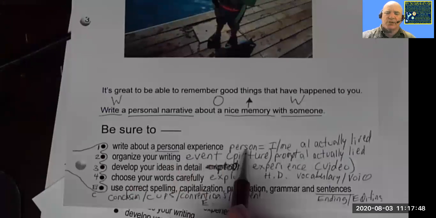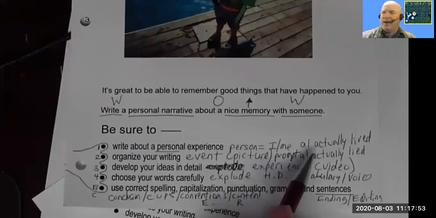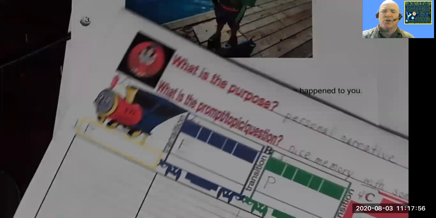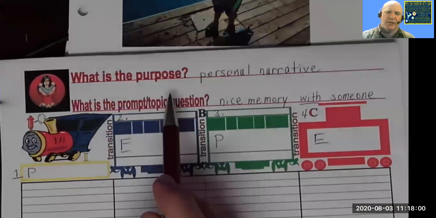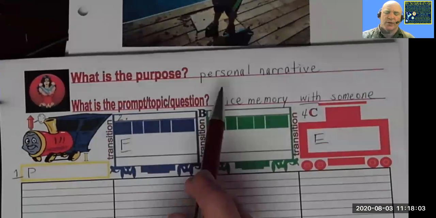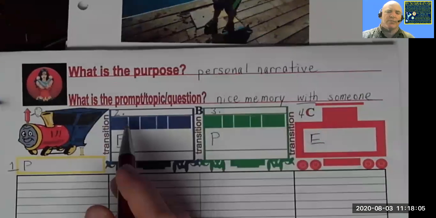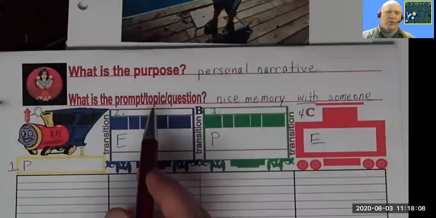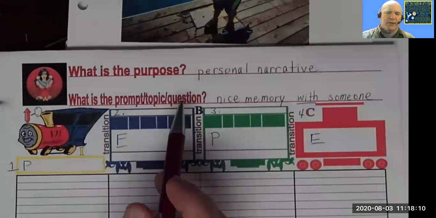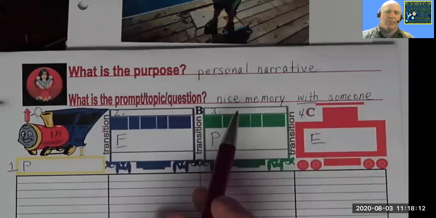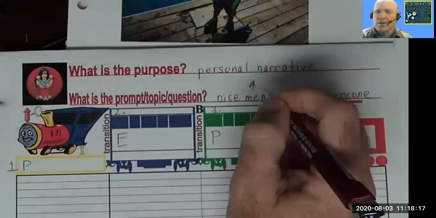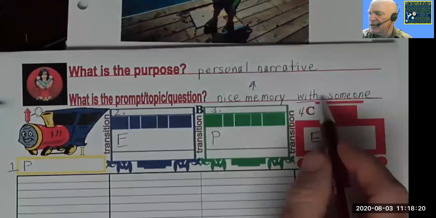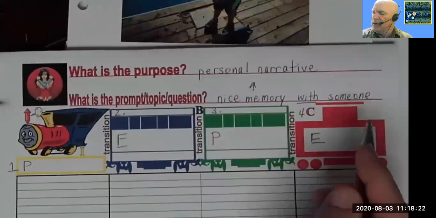Well, the person being me, I am the one that's in this story, actually lived it. So let me show you my graphic organizer that we're going to go over on Thursday. The purpose is personal narrative, a story about me. What is the prompt, the topic, or if you're just doing basic open-ended, what is the question? The prompt and the topic is a nice memory. I said that was a positive. And with someone is the other keyword. You can't be alone.